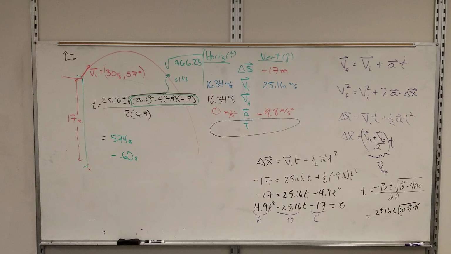I would expect to have a negative answer, and I would expect that negative answer to have a smaller magnitude than my positive answer. If I shot it downwards, again, the math problem would be a parabola like that. This would be my situation where I'm shooting it downwards. I expect a positive and a negative answer, except now I would expect the negative answer to have a larger magnitude than my positive answer.